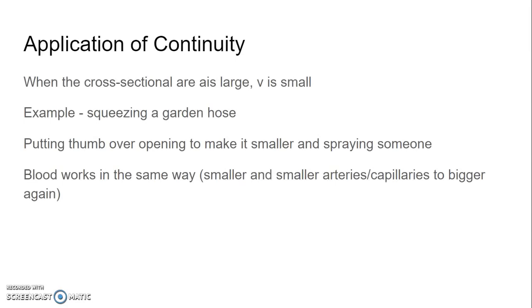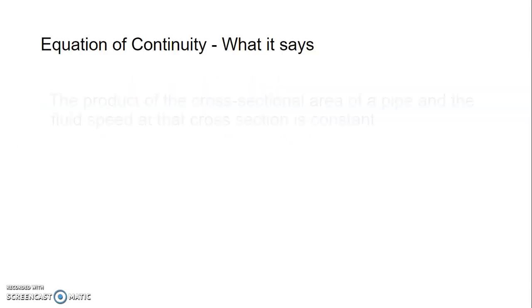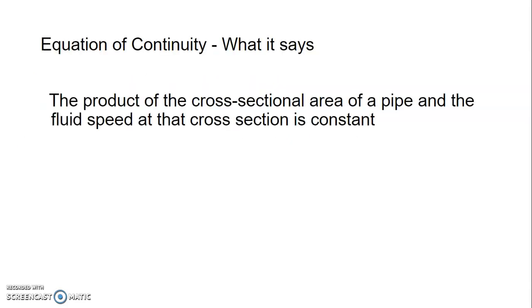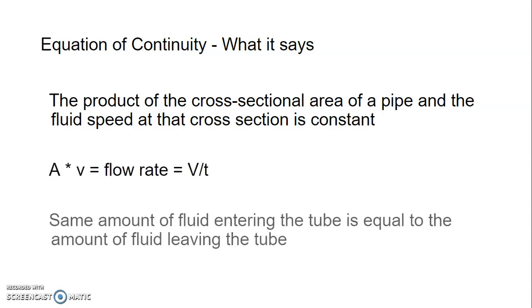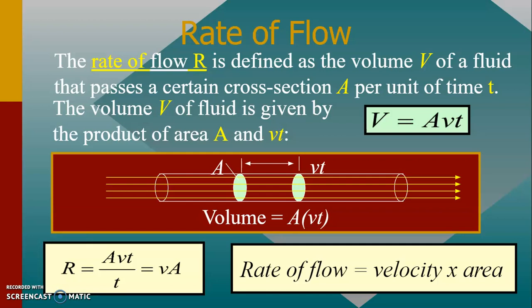And so what happens here is if we have a large area, small velocity. If we have a small area, we have a high velocity. But we still have the same amount of fluid moving through, so this is a conservation of matter law. So the product of the cross-sectional area of a pipe and the fluid speed across that cross-section is constant. So AV equals flow rate equals volume over time. The same amount of fluid entering the tube is equal to the amount exiting the tube.